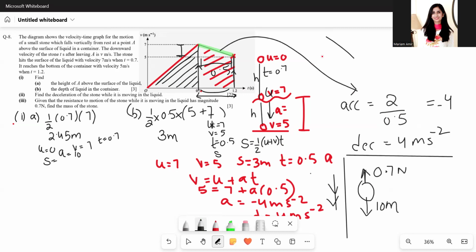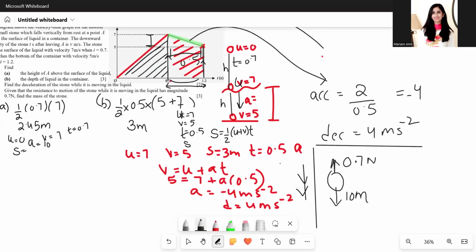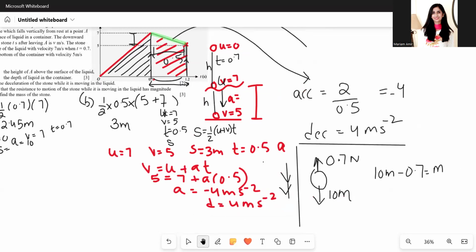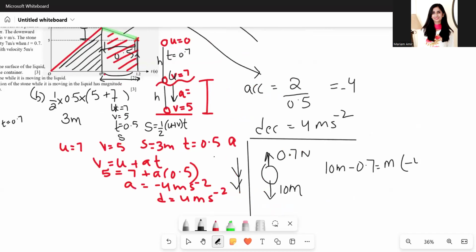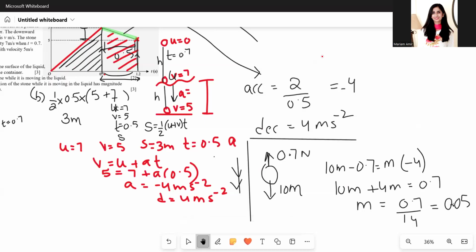Okay, so we're going to use the formula forward force minus backward force equals m times acceleration, and acceleration was -4 in this part of the journey under the water. Okay, now we rearrange. We have 10m plus 4m equals 0.7. So 14m equals 0.7, and 0.7 over 14 would give us 0.05 kg. 0.05 kg should be the answer.